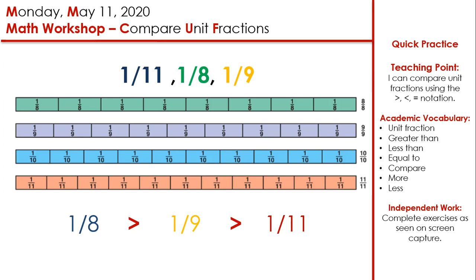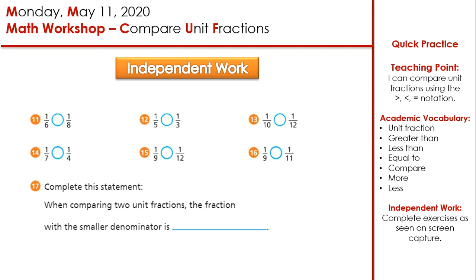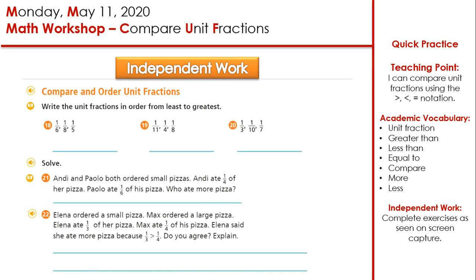Keep in mind, guys, it is really important that when you're comparing unit fractions, the greater fraction will be the one where the denominator is smaller, or smallest in this case. Always the smallest denominator will be the greatest fraction. So on your independent work today, you're going to be comparing 6 different situations with unit fractions as well. So take a look at the denominators. The one with the smaller denominator will be the greatest fraction. Now, complete this statement: when comparing two unit fractions, the fraction with the smaller denominator is, oops, I just gave away the answer. So on the second page, write the unit fractions in order from least to greatest.